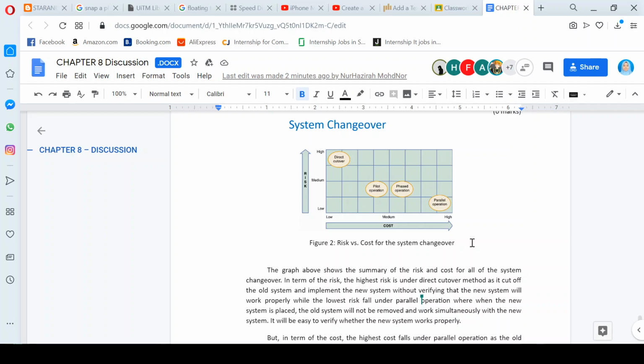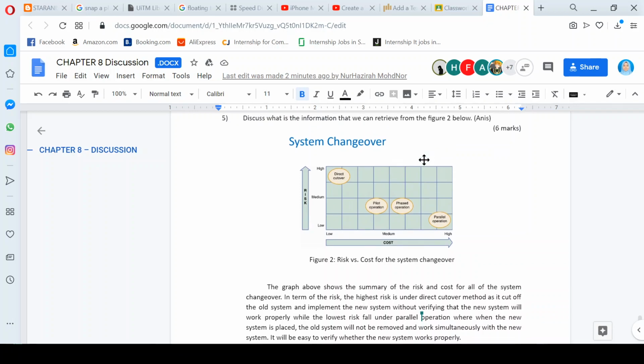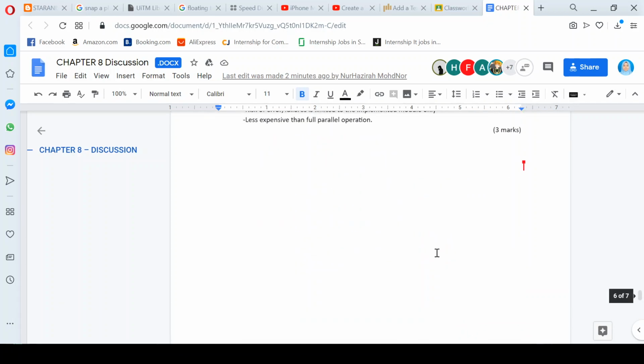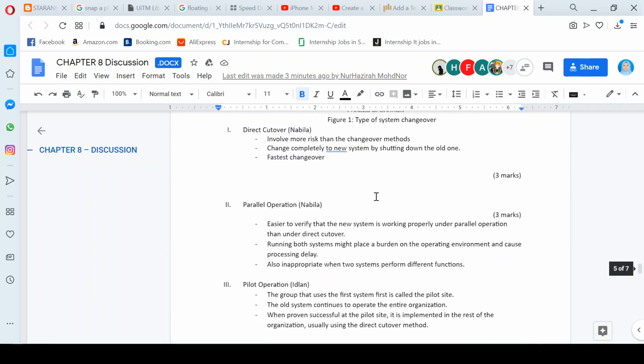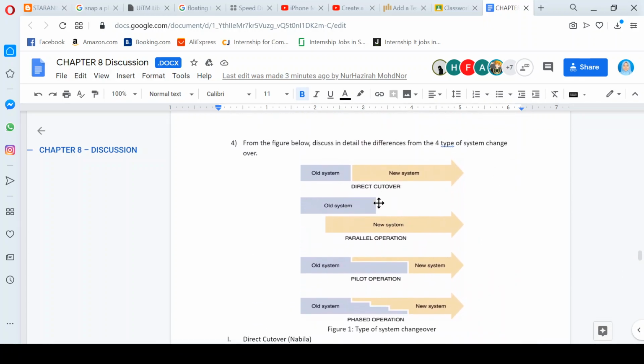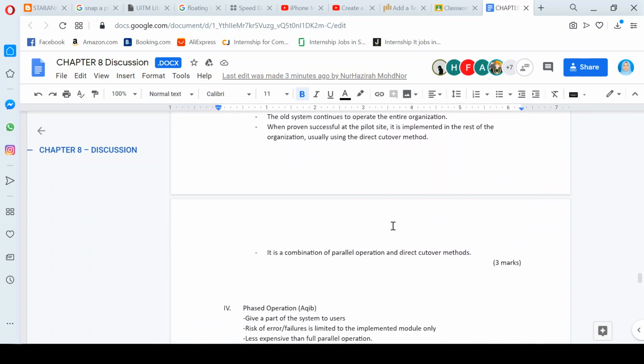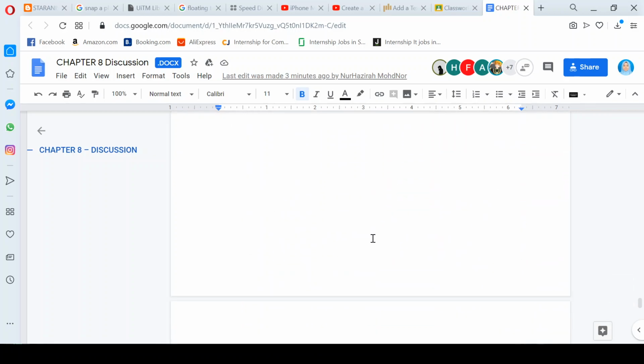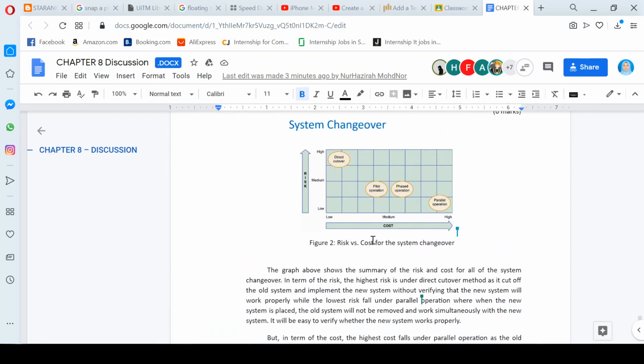Cuba kamu tengok anak panah dekat figure 1. Oh, parallel tu yang okey. Dia dalam masa yang sama dia guna old system, tapi diimplement juga new system. Contoh macam U-Feature dengan Island. Kita boleh guna U-Feature tapi dalam masa sama kita masih guna Island. Jadi cost dia tinggi untuk maintainkan dua-dua sistem tu sebab old system dengan new system tu masih boleh digunakan. Kan sir?